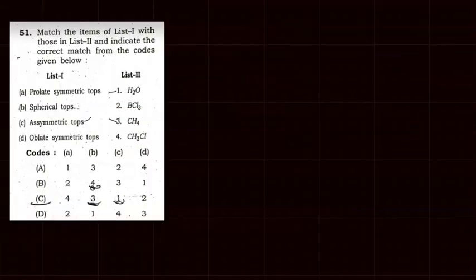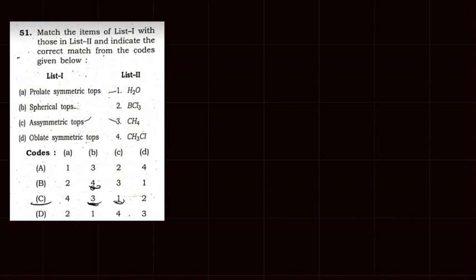So let us now discuss the last question. The last question is: match the following items of list 1 with those in list 2 and indicate the correct match from the codes given below. So in list 1 we have prolate symmetric top, then we have spherical top, then asymmetric tops, and oblate symmetric tops are given, and in list 2 some molecules are given. So the first molecule given in list 2 is H2O.